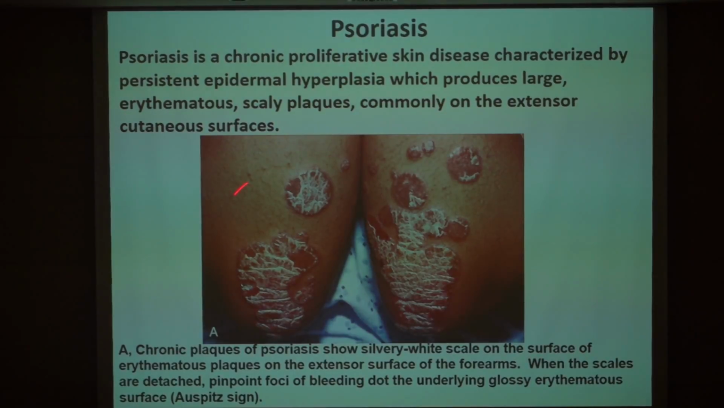And you'll have to have a good understanding of psoriasis, and how a patient can present with chronic plaques, which show a silvery white scale on the surface of the erythematous plaques, and it's normally on extensor surfaces. And when these white scales are detached, you have little pinpoint foci of bleeding that dotted, and if you know from the class, I was telling you that these are the papillary blood vessels that you've uncovered when you take off these silvery scales. And that's called Auspitz sign.